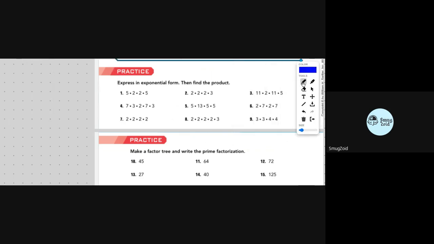I'm going to take number 1. Number 1, I have 5, and I got 2 5s, so I put 5 squared times how many 2's I got? 2 squared. Okay? Now, there's a lot of different ways to look at this. It's really kind of easy, right? You could say 5 times 5, this would be 25, times 2 times 2 is 4. You would get 100. Okay?